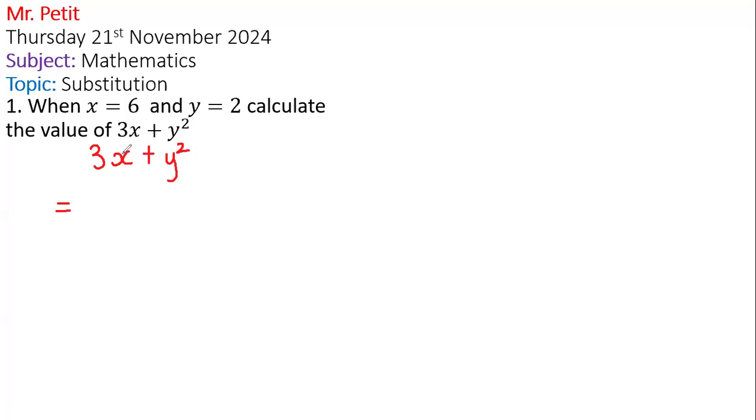we know x is 6, right? So from our question, we know that x is 6. So wherever we see x, instead of putting x, we're going to put 6. And we know that y is 2. So wherever we see y, instead of putting y, we're going to put 2. And so let's substitute. That's what substitute means. We're going to replace, or substitute, x with 6.